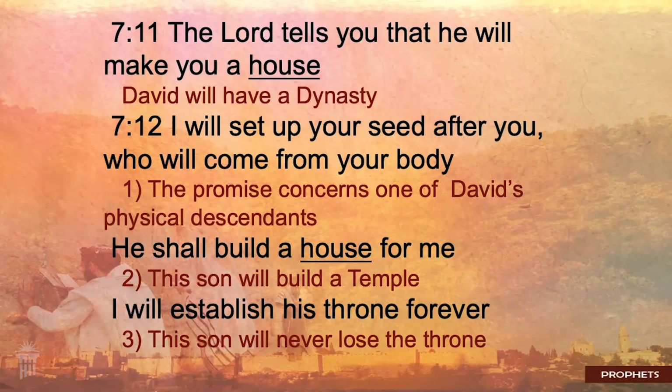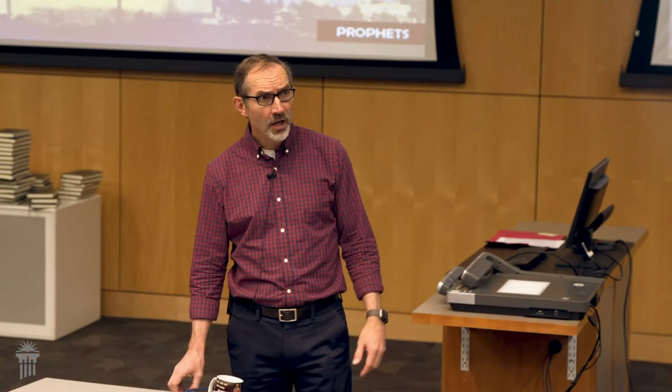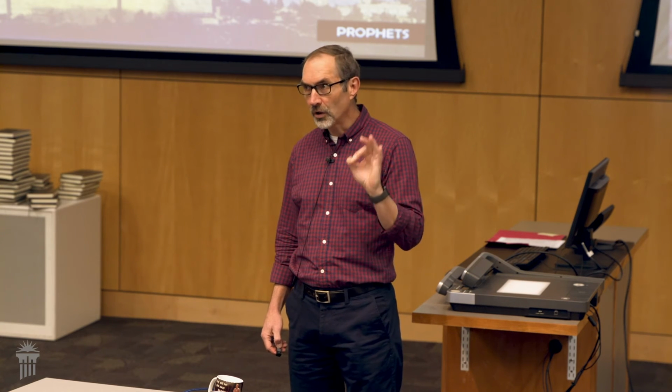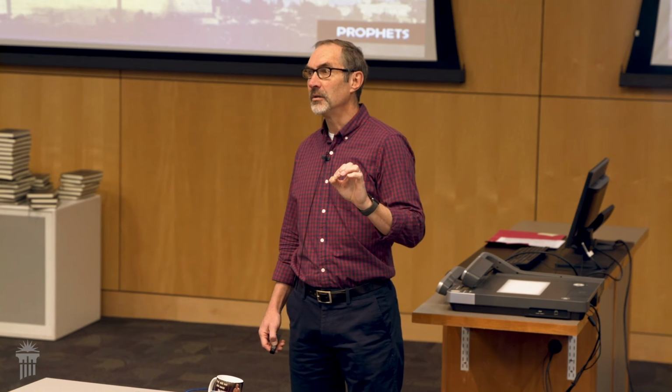Now, this promise, 2 Samuel 7, just like the ones we've seen before, Genesis 3, Genesis 12, 49, is an unconditional promise from God that David will be the ancestor of someone who will come, be king over Israel, and in fact build a temple and reign forever.